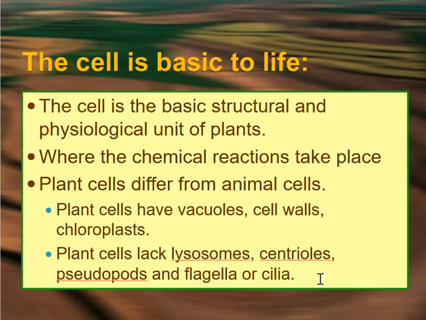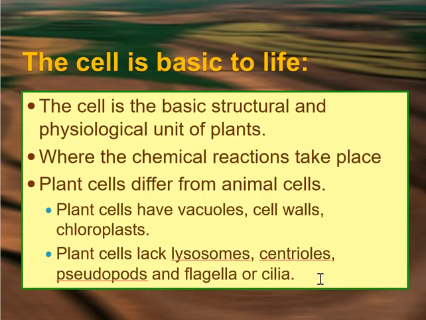Okay. So the cell is the basic unit of life. The cell is the most basic structural and physiological unit of plants, and this is where a lot of chemical reactions take place. We know that plant cells differ from animal cells. So plant cells have vacuoles, cell walls, and chloroplasts, whereas plant cells also lack the lysosomes, centrioles, pseudopods, and flagella or cilia.